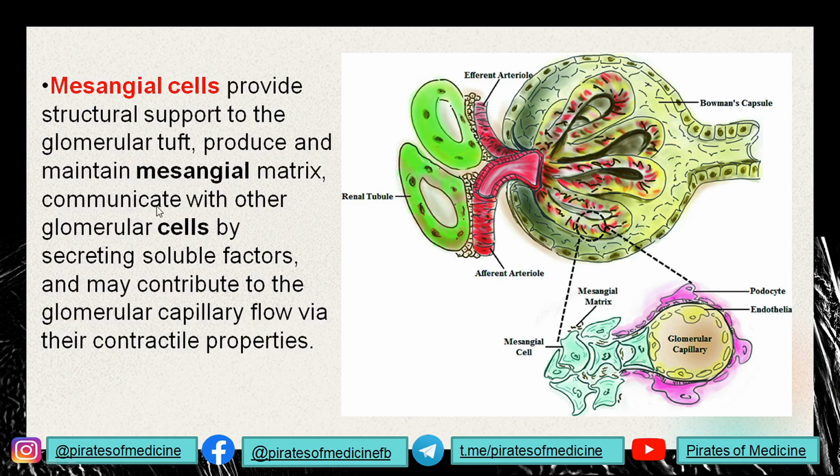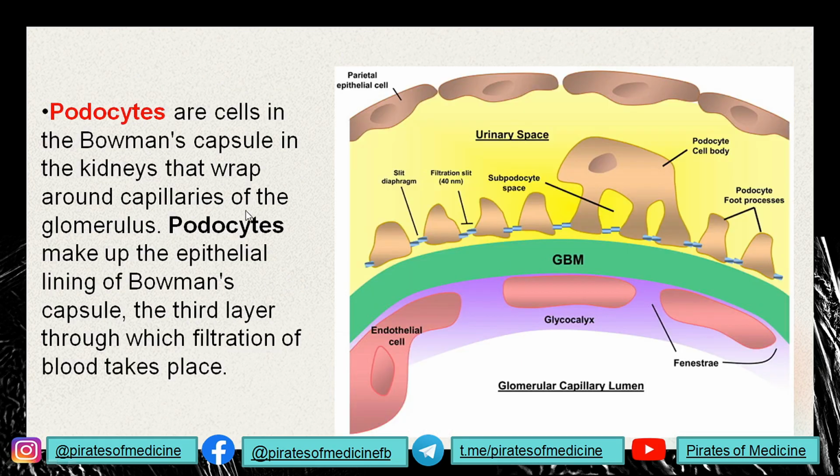Then we have the mesangial cells. The function of mesangial cells is mainly support, and they produce the mesangial matrix and communicate with the glomerular cells by secreting soluble factors, and they can contribute to the glomerular capillary flow via their contractile proteins. So their main function is to secrete mesangial matrix for support. Correct?